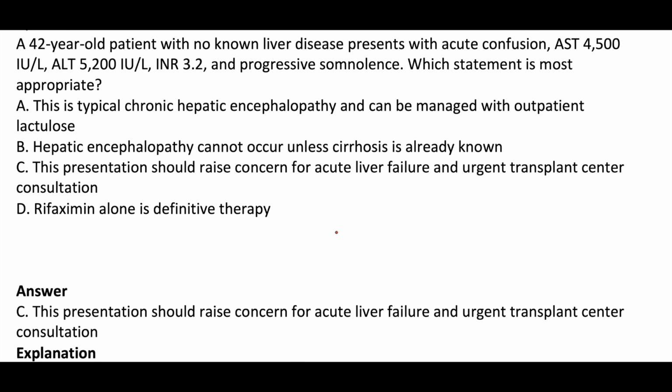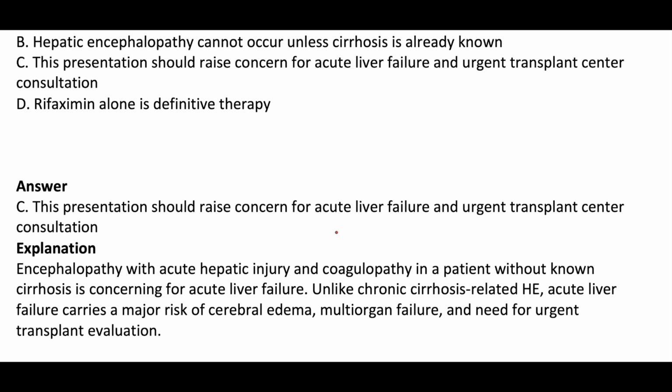The correct answer is C. This presentation should raise concern for acute liver failure and urgent transplant center consultation.